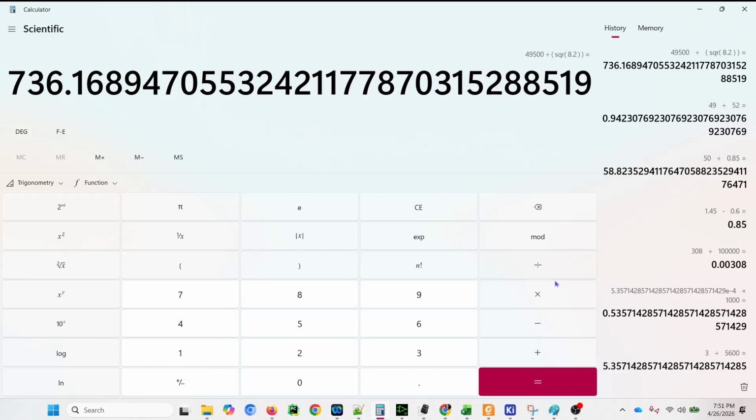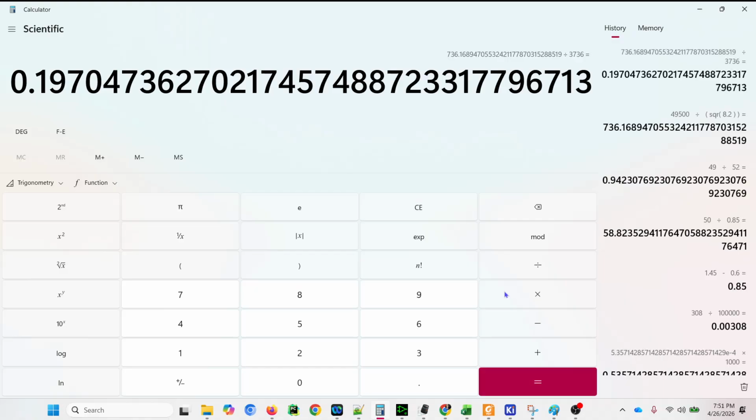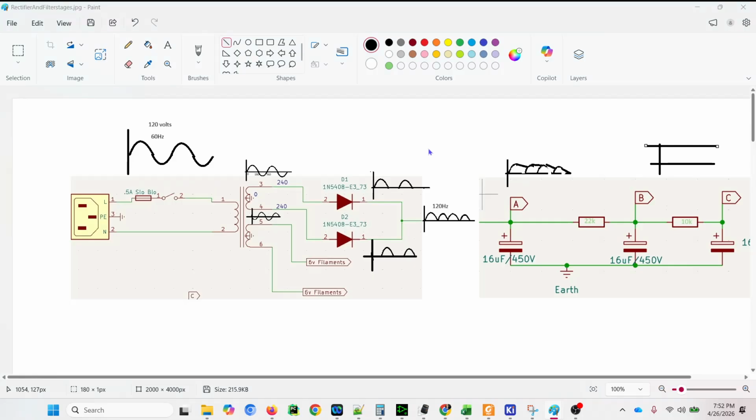Okay, so we're going to have 736 divided by 3,736. Okay, so now we're losing 20% of our signal, which is far more acceptable. So typically, a really good measure of signal loss is if you lose maybe 10%. So we are really getting there.